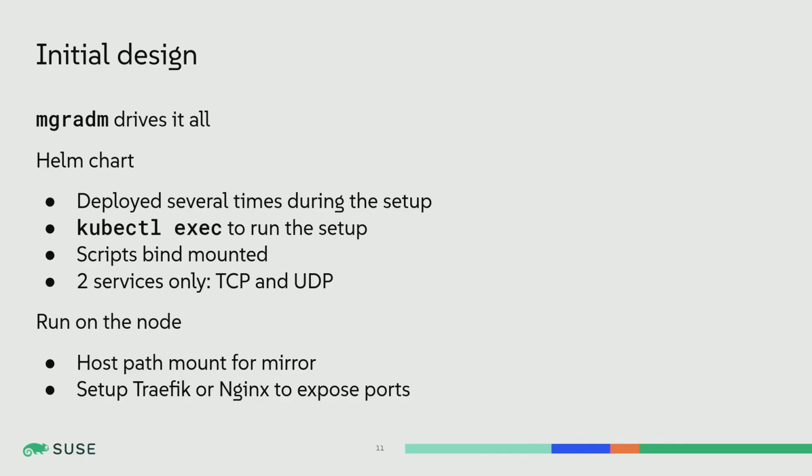Another problem we have is that mgr-adm is creating a bunch of setup scripts that are bind mounted inside the container and then executed, and this is quite ugly, honestly. Bind mounts, whoa. That is one of the things requiring mgr-adm to run on the node. So that's bad. And that Helm chart had only two services, one for TCP ports and one for UDP ports.